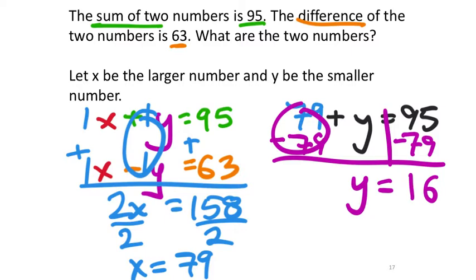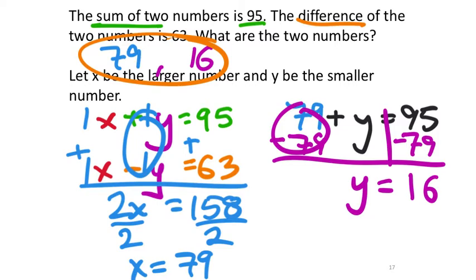So what are the two numbers? We don't really need an ordered pair on this one. The two numbers: the x value, the large number, is 79, and the small number is 16. That's it. It's not negative, by the way. There we go.